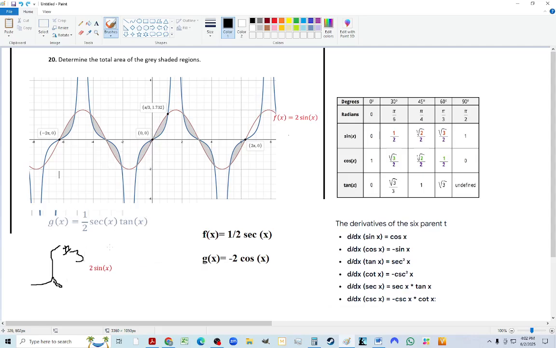Or I can use this and say from 0 to pi over 3, I'm going to take minus cos x of pi over 3, and I'm going to subtract this here, half secant x. I'm just going to put these up here where they're safe, minus this.